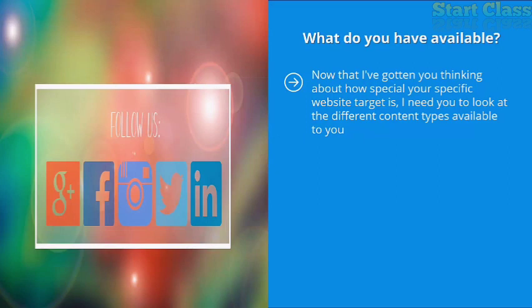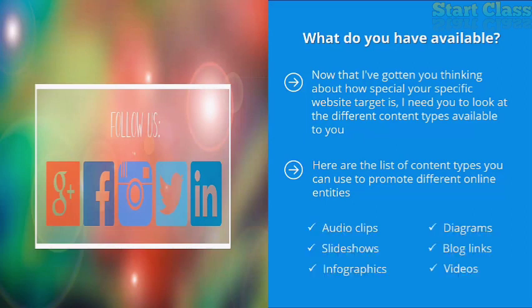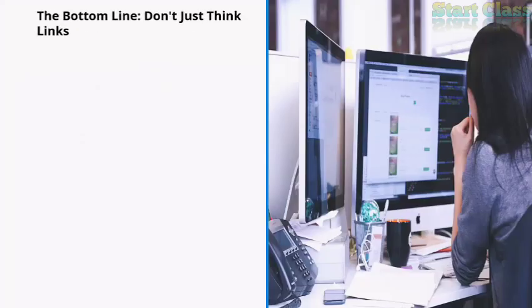You need to think outside the box. You need to look at all the available options out there and how you can create content that is tailored to your specific type of online entity. Here are the list of content types you can use to promote different online entities, but your specific focus and specialization should weigh more heavily on certain types of content instead of others. Audio clips, slideshows, infographics, diagrams, blog links, videos. The bottom line: don't just think links.